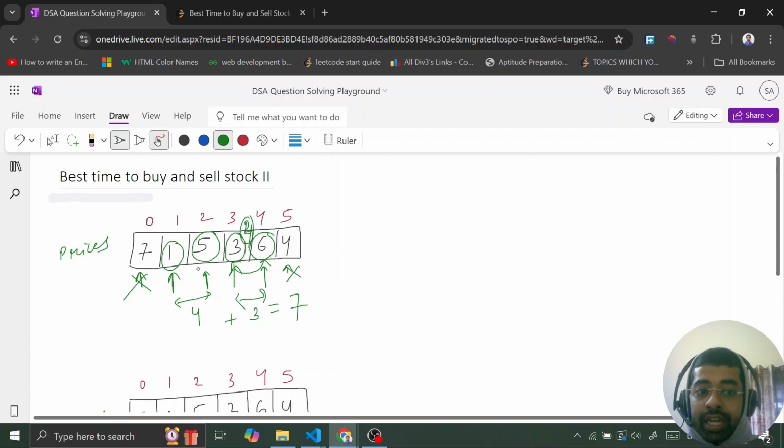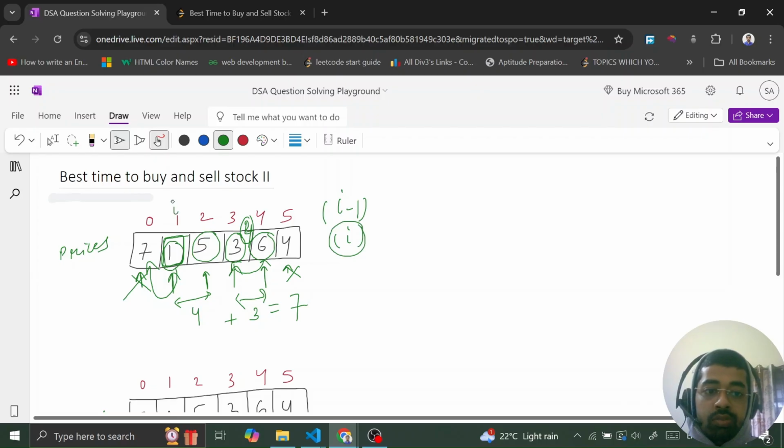While traversing through the array, at any index you are at, you will check whether this value is greater than the previous value or not. If prices of i is greater than prices of i minus 1, in that case we are making a profit. In that case, the i minus 1th point is the buying point and the ith point is the selling point. Okay, we are standing at the ith point, let's say i is 2.